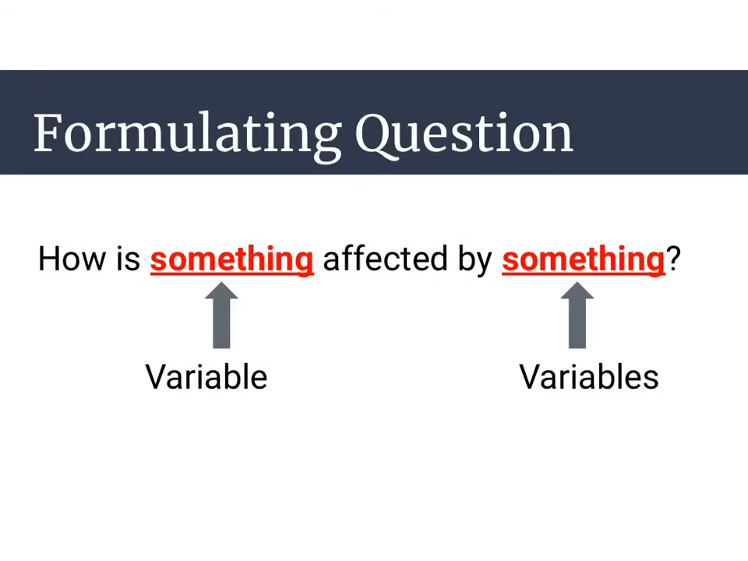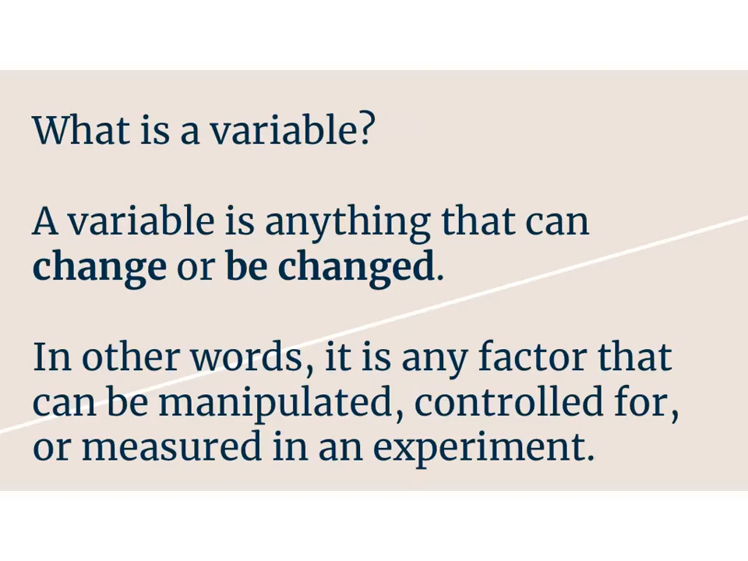Remember, is something affecting something? How is something affected by something? And these two somethings are called variables. These two somethings we will call variables. All right. What is a variable? A variable is anything that can change or be changed. It's something that can change or be changed.